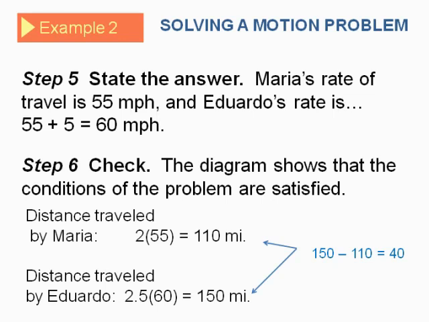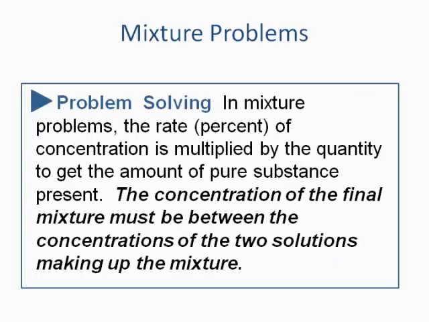So if you want to check this, it says the diagram shows the conditions of the problem are satisfied. Since Maria's distance, 2 times 55, is 110 miles, and Eduardo's distance is 2.5 times his speed, 60, is 150 miles, it shows that Eduardo indeed traveled 40 miles farther than Maria. So it even makes sense when you plug everything back in and check throughout the chart.